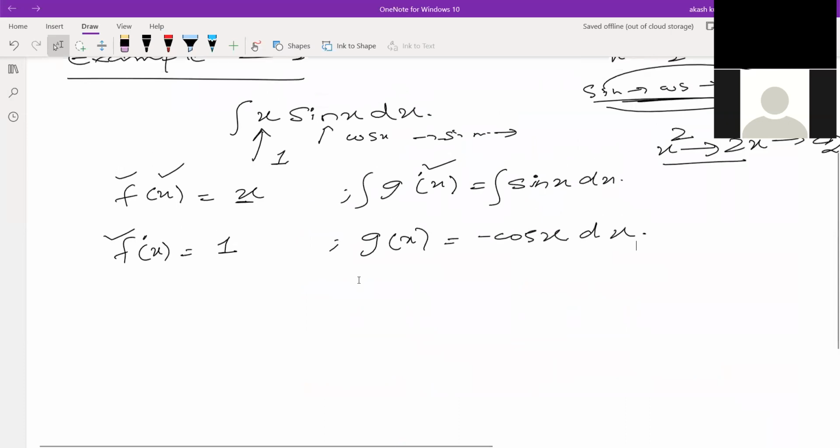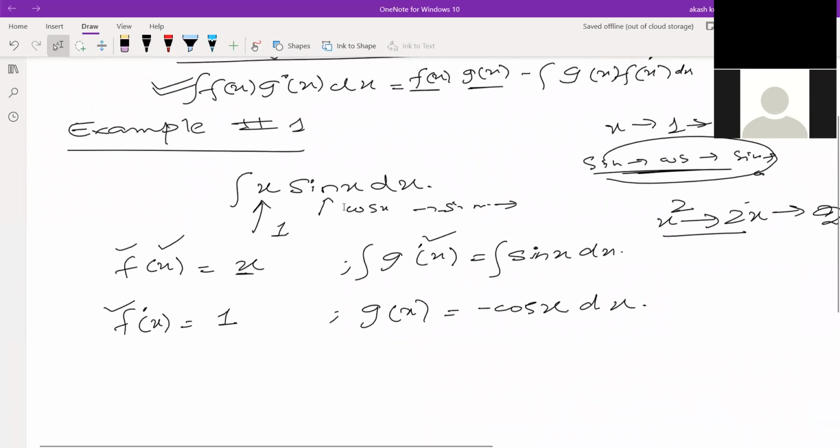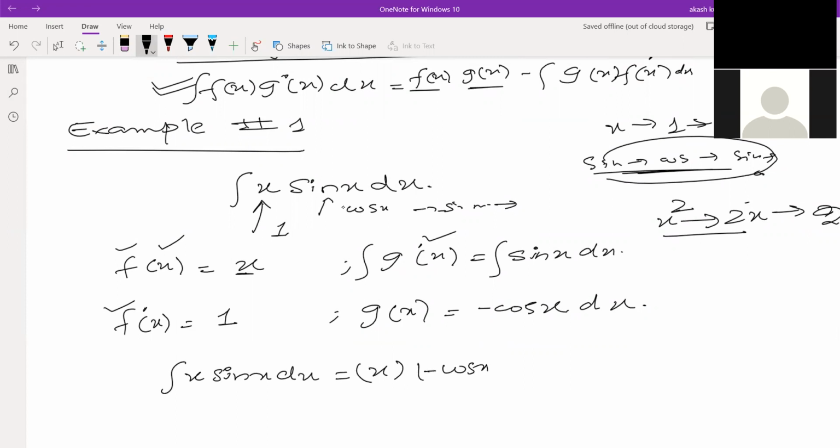Okay, now let's put all these values into the formula. So the integral of f of x g dash of x, which is x sine x dx, is equal to f of x, which is x, and then g of x, which is minus cos x, and then minus the integral of g of x, which is minus cos x, and then we have f dash of x, which is 1, dx. Is it clear? Yes.